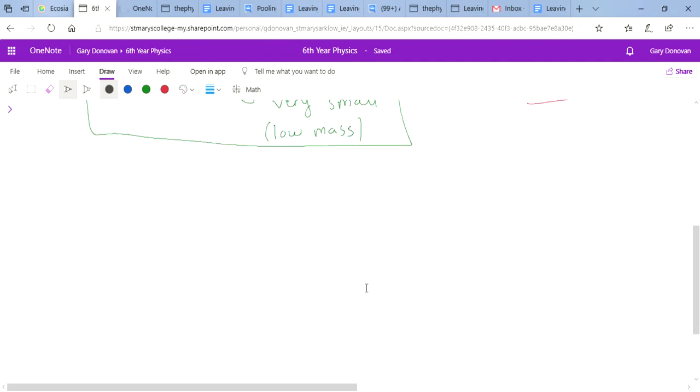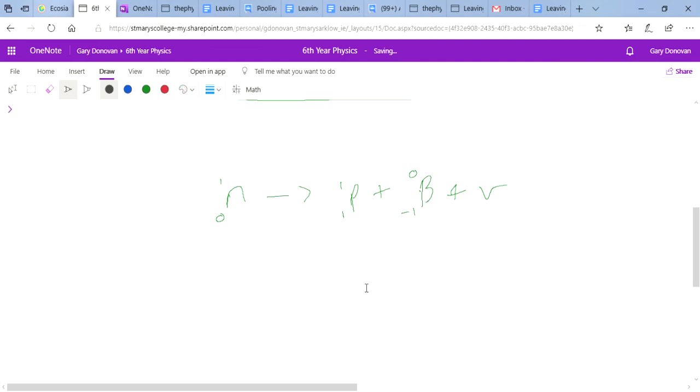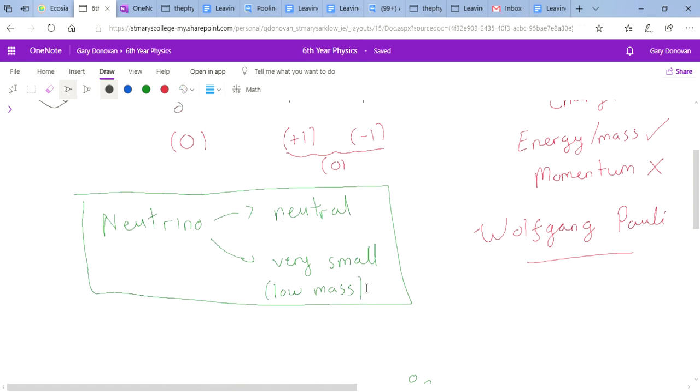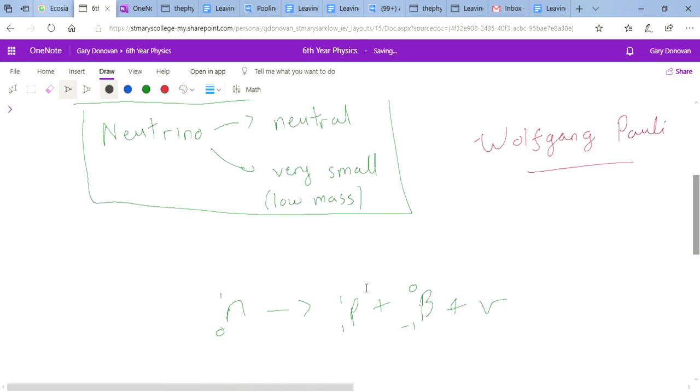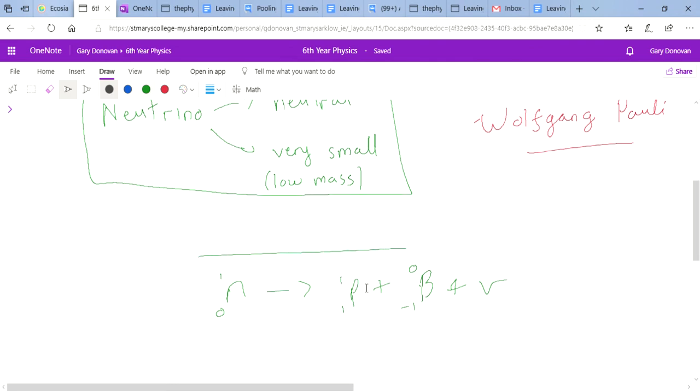It wasn't until years later that they actually detected it, but the equation then becomes: a neutron goes to a proton and an electron plus an antineutrino. So this neutrino is now included in that equation as the particle that makes it possible for momentum to be conserved. And that's really all you need to know about the neutrino. You need to know this equation, you need to know that it's very small and very hard to detect and has a neutral charge.